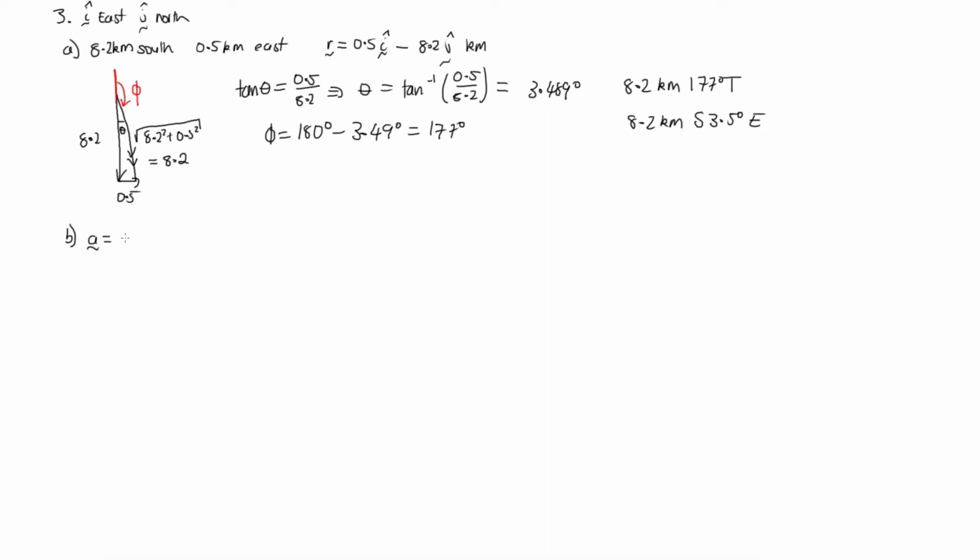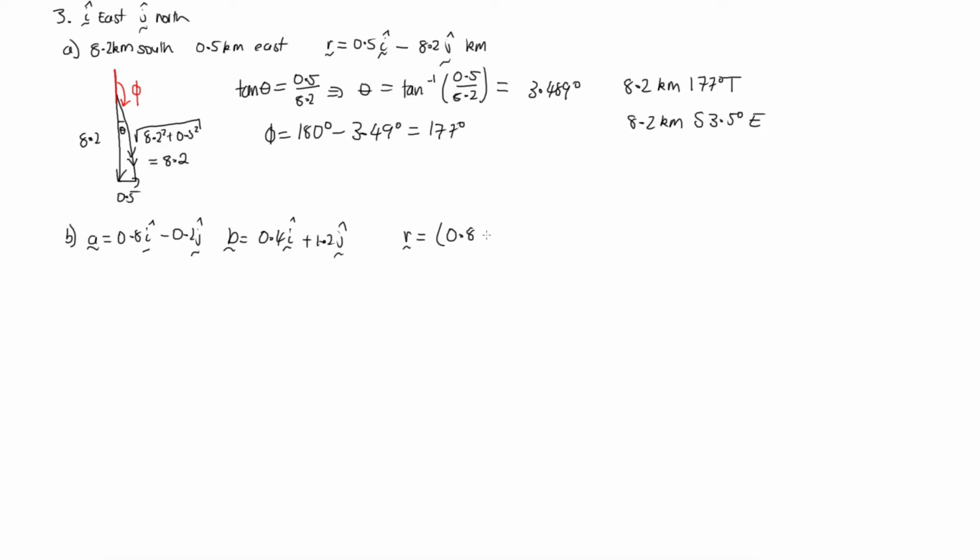Now part B, in this one, we're told that we've got two vectors. One is equal to 0.8i minus 0.2j, and the other is equal to 0.4i plus 1.2j. Now to get the resultant component wise, it's not too bad. We just have to add them together. So we just add them component by component.